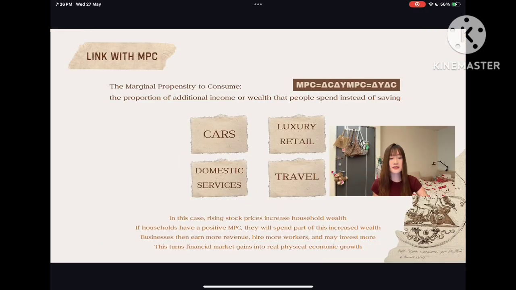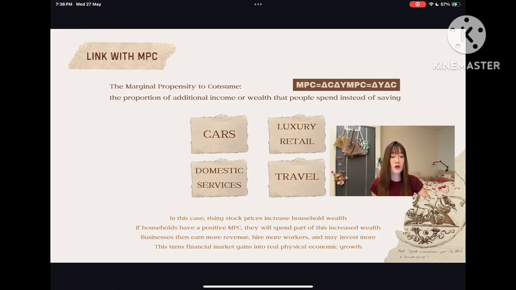Now, this is also related to the concept of marginal propensity to consume, or MPC. MPC means the proportion of additional income or wealth that people choose to spend instead of saving. So in this case, rising stock prices increase household wealth. If households have a positive MPC, they will spend part of this increased wealth. This leads to higher consumption in the economy.